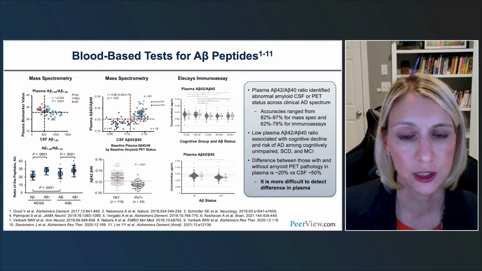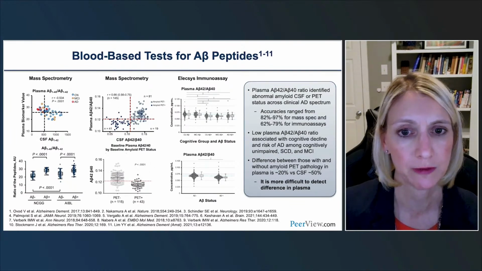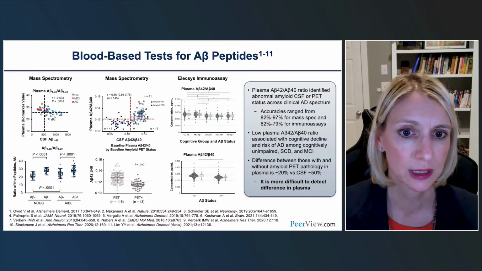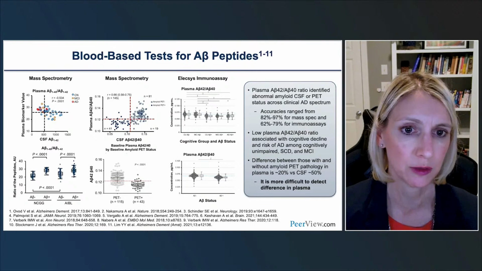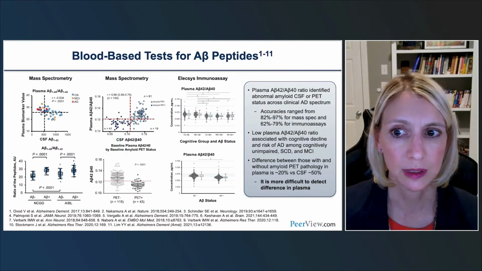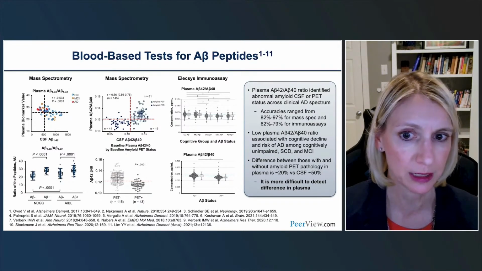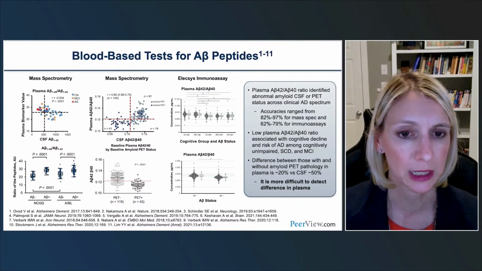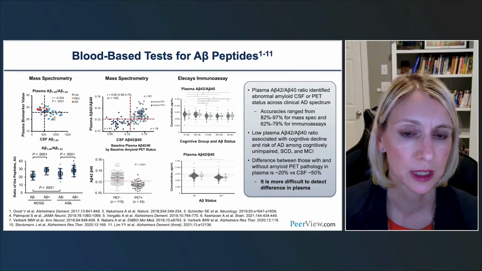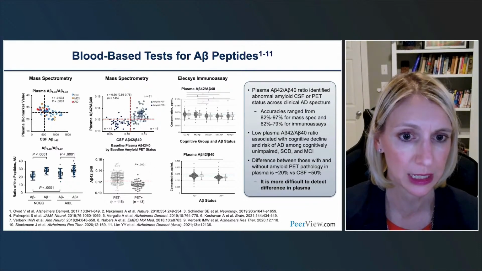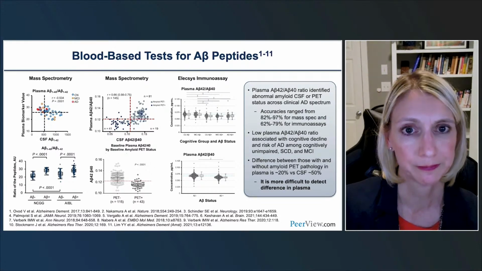Now, one limitation about using the plasma amyloid beta 42 to 40 ratio compared to CSF is that there is a smaller difference in those individuals that do and do not have brain amyloid pathology. So the difference roughly when we're looking at CSF is about a 50% difference, whereas in plasma, it's only about a 20% difference. So it is more difficult to detect whether somebody is positive or not.